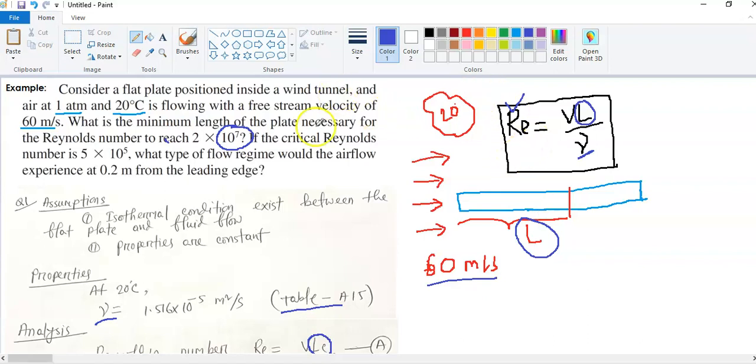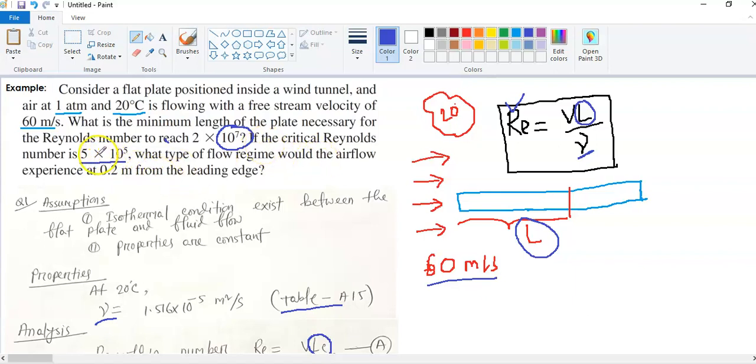Anyway, the second part of the question is, if the critical Reynolds number is 5 times 10 to the power 5, what it actually means I already explained. That means the flow will become turbulent at this Reynolds number, 5 times 10 to the power 5. This is called the critical Reynolds number. So up to this Reynolds number, the flow will be laminar. At this point, the flow will become turbulent.